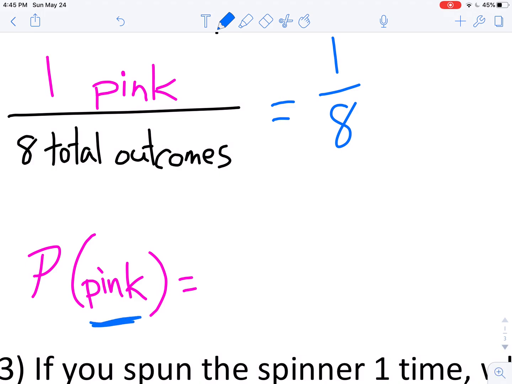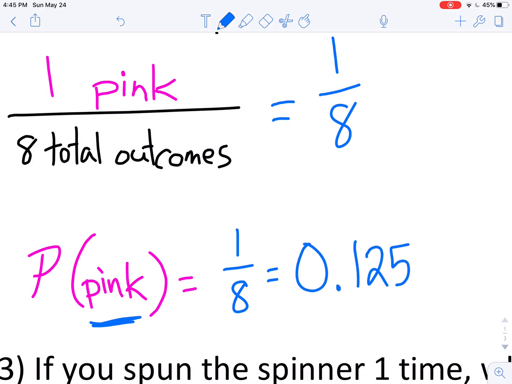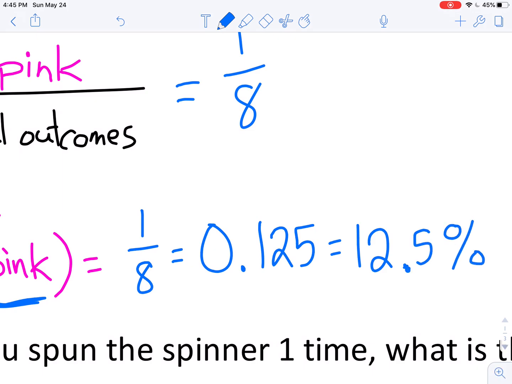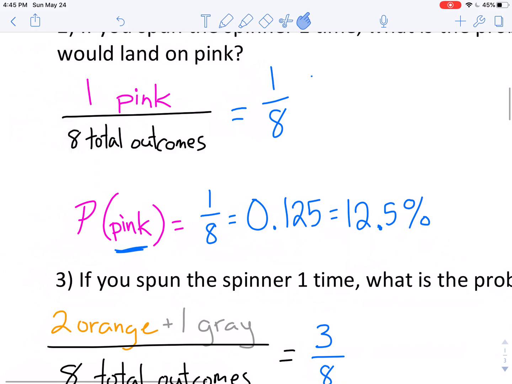Probability of pink equals the fraction 1/8, which is the same as the decimal 0.125, which is the same as the percent 12.5%. All right, I'm going to italicize that. You need all of this on your worksheet to get credit for that problem.